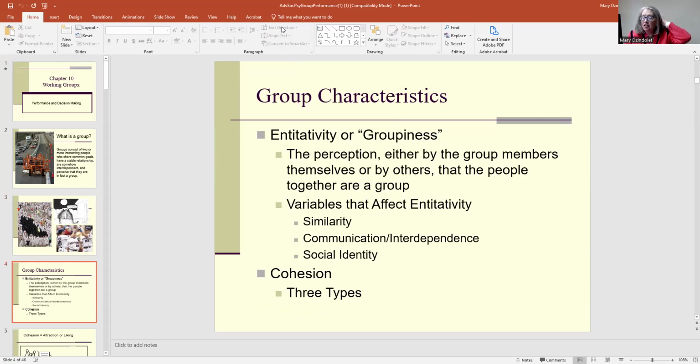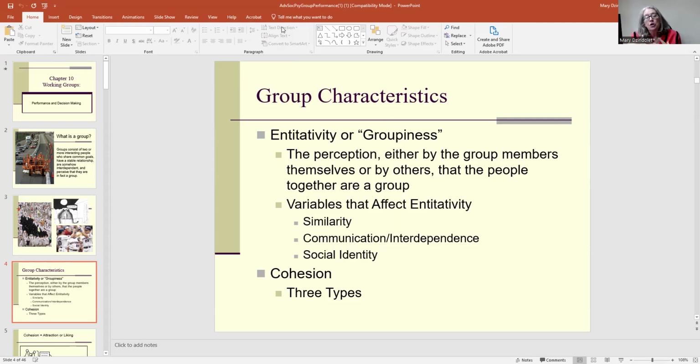Now, your book starts talking about the characteristics of groups. And so one big characteristic is called entitativity. In the literature now, that word really isn't used. It's sort of an older word. Nowadays, we're more likely to call it cohesion. But same thing: groupiness, cohesion, entitativity. It's the perception by the group members themselves or by other people who are looking at them that the people together are a group.